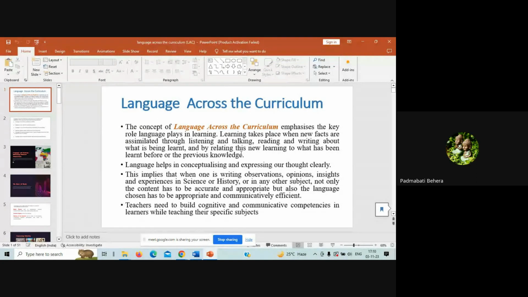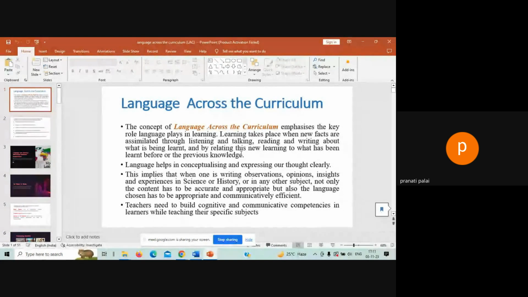So the term language across the curriculum means the entire thing that moves around curricular aspects. That means the language we are dealing with in our academic field, in our curricular or co-curricular aspects, or in a formal setting. It may be a formal setting, it may be an informal setting. Language is used everywhere in our everyday life, in our academic field, in every field.